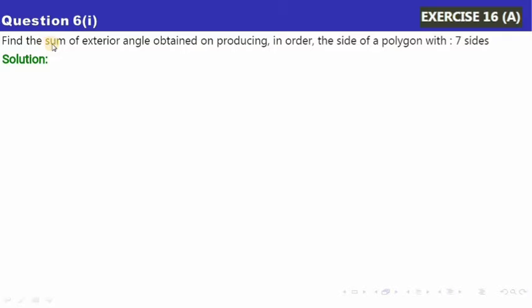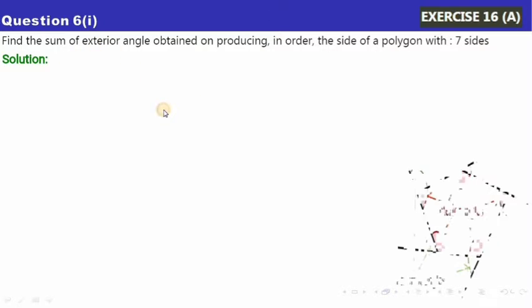So find the sum of exterior angles obtained on producing in order the sides of a polygon with 7 sides. Okay, so first and foremost, you need to understand what is the meaning of exterior angle. You need to find the sum of all the exterior angles in this case.